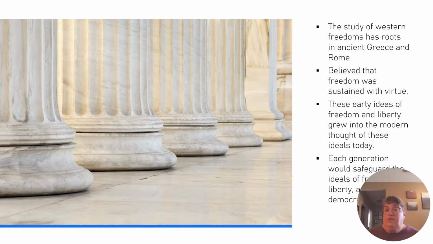The study of Western freedom has its roots in ancient Greece and ancient Rome, and they believed that freedom was sustained through virtue. And these early ideas of freedom and liberty grew into the modern thought on those ideals that we have today. And the Greeks and Romans believed that generation to generation would safeguard these ideals of freedom, of liberty, democracy, and that by safeguarding them, they were keeping these ideals moving forward for the next generation, who would then also come along and safeguard them for the next generation.